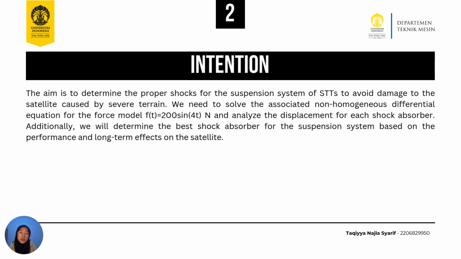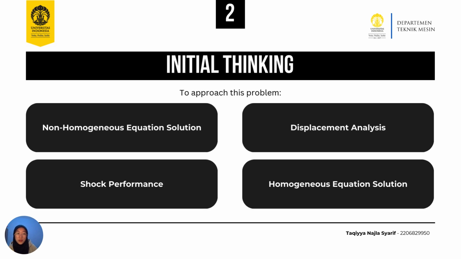The first one is intention. The aim is to determine the proper shocks for the suspension system of STDs to avoid damage to the satellite caused by severe terrain. We need to solve the associated non-homogeneous differential equation for the first model and analyze the displacement for each shock absorber. Additionally, we will determine the best shock absorber for the suspension system based on the performance and long-term effect on the satellite.